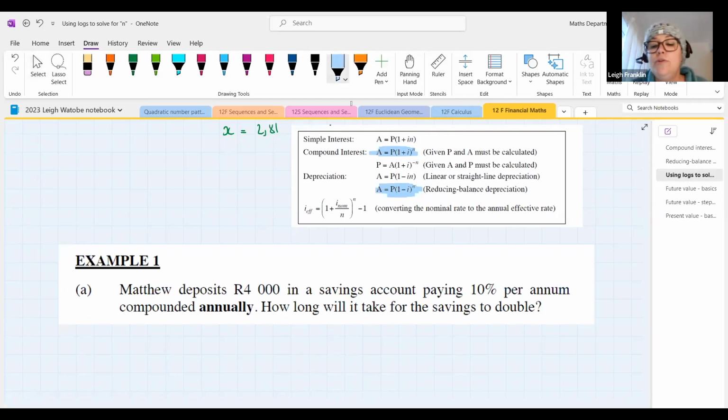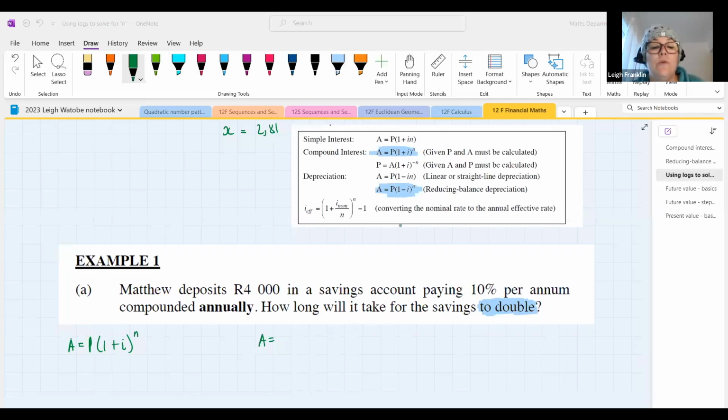Okay, so the words "to double" are really important here because they're telling us how to calculate the end value, the A value, without actually giving us our A value. All right. So we realize that it's compound interest because the question says there was a deposit of a certain amount of money, 10% per annum compounded annually. Okay. So what is the value of A in this case? Matrix, what's A going to be? We're using A equals P(1 plus i) to the power of n. What's the value of A?